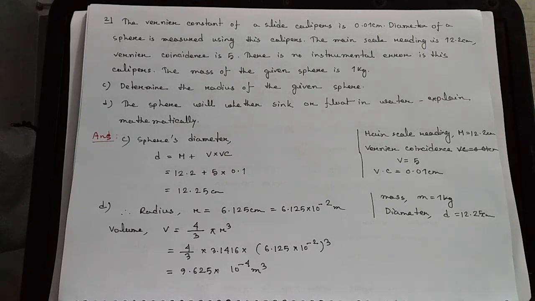Here we will discuss just question number C and D. What is question number C? Determine the radius of the given sphere. And question number D: the sphere will whether sink or float in water. Explain mathematically. In question C, we are asked to determine the radius of the sphere.